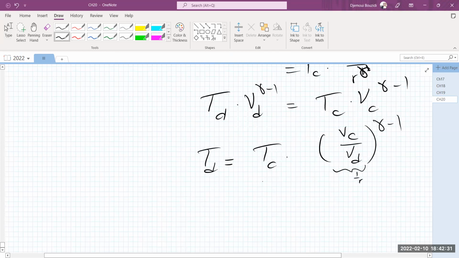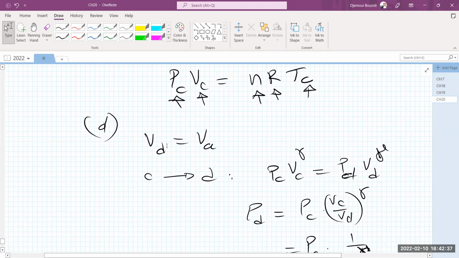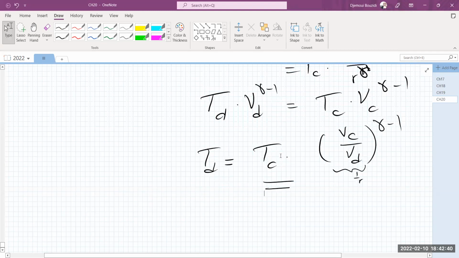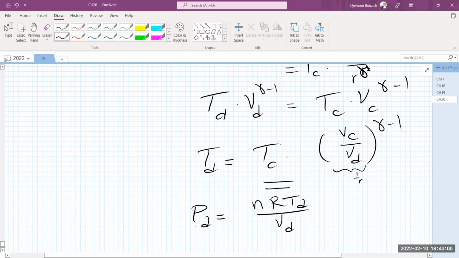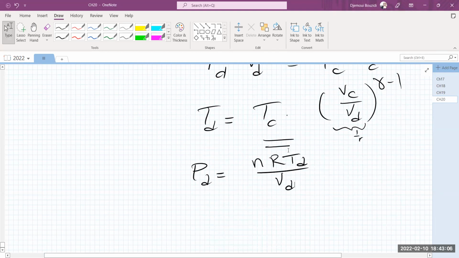So we have TD, which is computable from here. We have VD, which is VA, and we just found what PD is. We can check, if you like, that the other relationship will give us the same thing. PD is equal to nRTD divided by VD. Because we just found TD, we have found n a long time ago. We have VD, which is equal to VA, and PD, we just calculated it earlier using the adiabatic process. So there are all kinds of ways now to do these calculations. Does everybody agree that this is calculable all the way through?